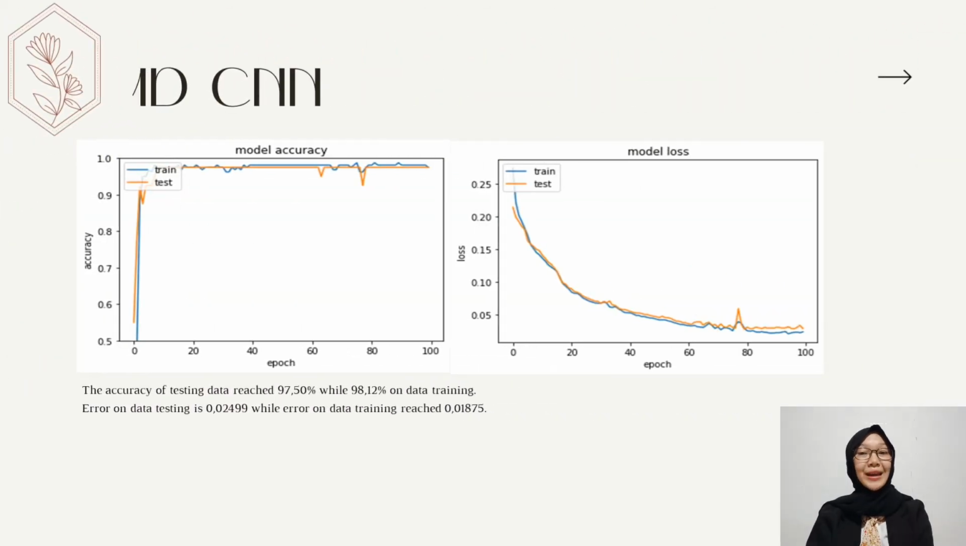Now for the 1D CNN method. The accuracy of testing data reached 97.5%, while on data training reached 98.12%. Then error on data testing is 0.0249. Error on data training reached 0.018. You can see in the picture.